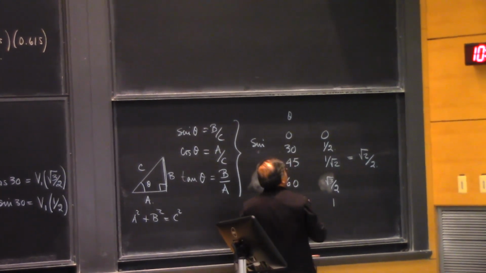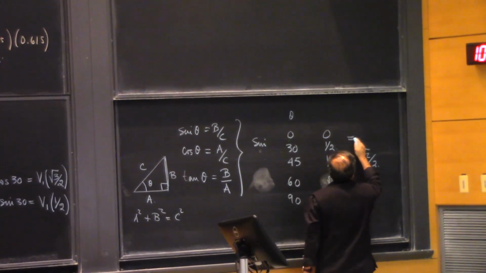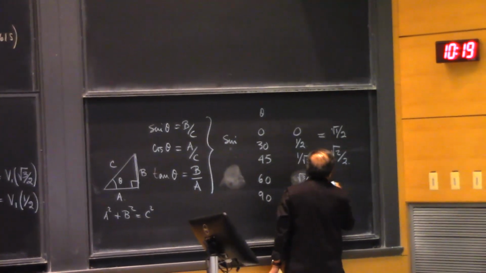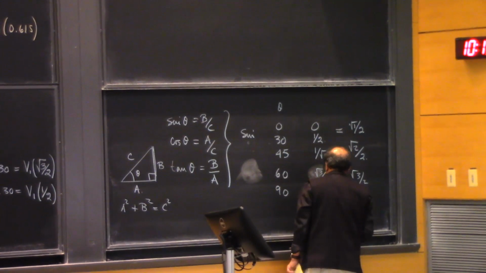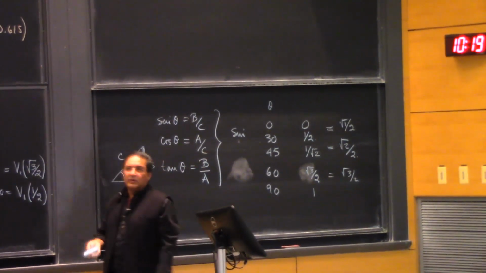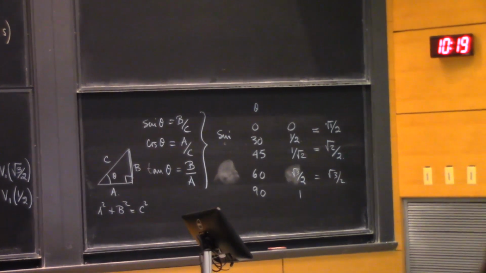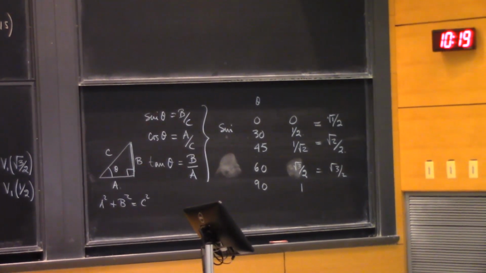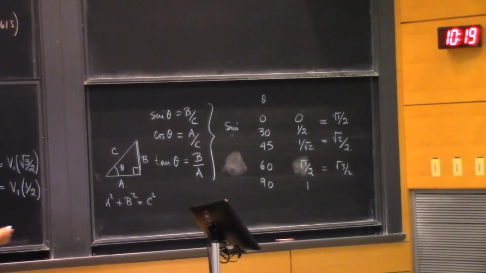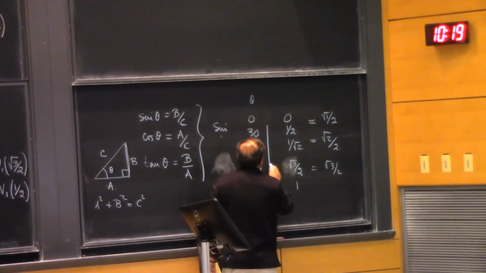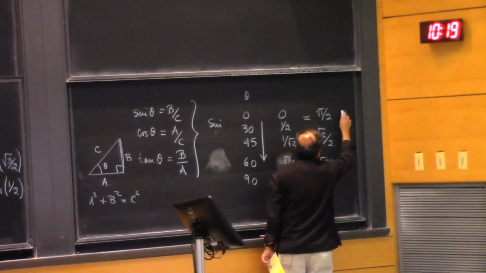So if you look at it, you can remember it in the following way. It's basically root 1 over 2, root 2 over 2, root 3 over 2. So sine 30, sine 45, and sine 60 just follow a beautiful pattern. As the angle value of sine goes up, this number goes up.